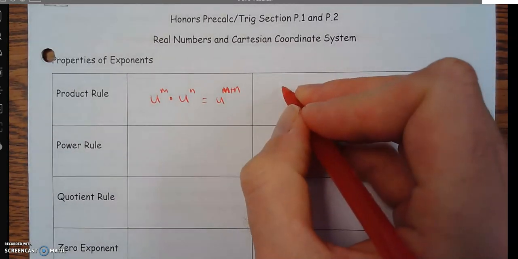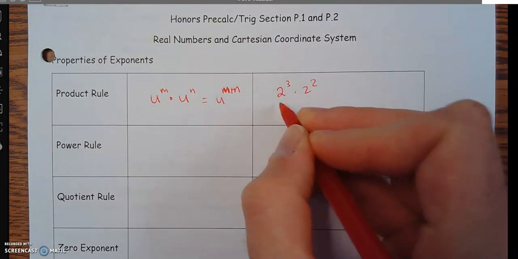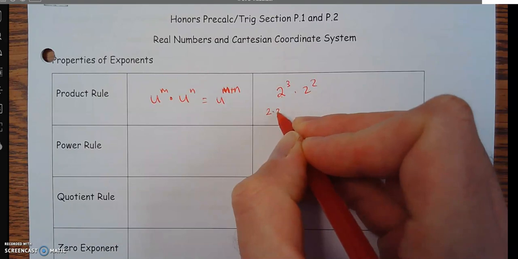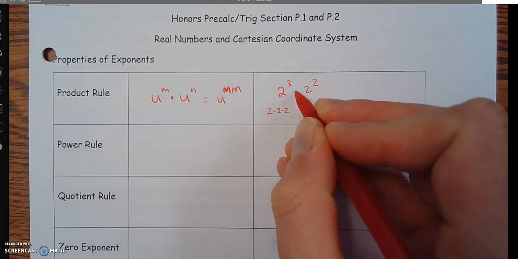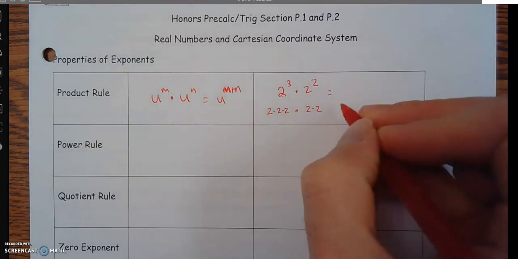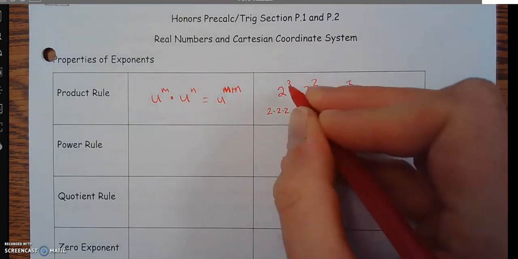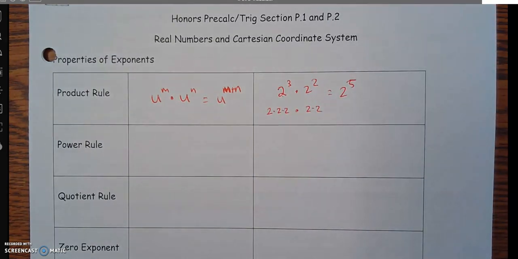To give you an idea of that, think if I had 2 to the third times 2 squared. 2 to the third is just 2 times 2 times 2, and then 2 squared is 2 times 2. If I'm multiplying them together, how many total 2s am I multiplying together? Well, it'd be 5, so it'd be 2 to the fifth. So 3 plus 2 is 5. That's how I remember it.